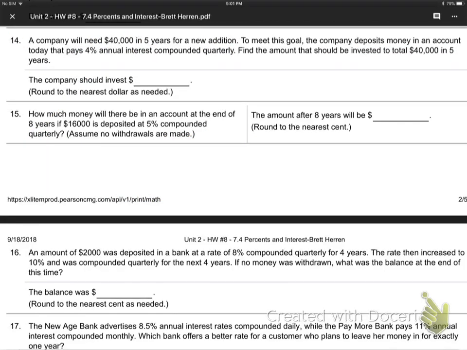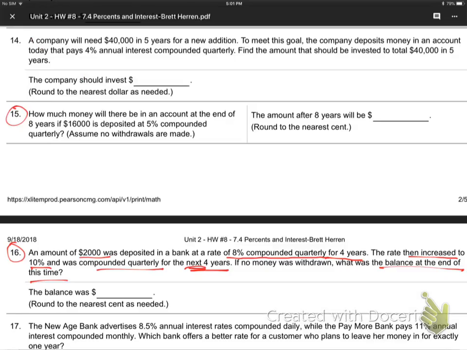Okay, so now number 15, I'm actually going to skip. That's exactly the same. That won't be any problem. Let's move on to 16, which is harder. So 16 says an amount of 2,000 was deposited at 8% compounded quarterly for 4 years, and then it was increased to 10% quarterly for the next 4 years. What's the balance at the end?